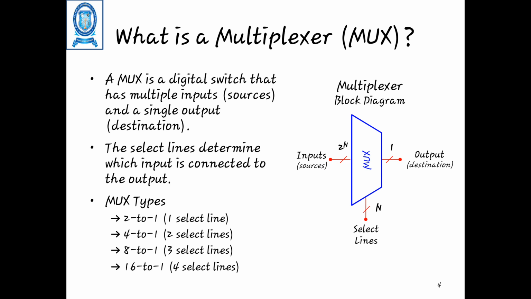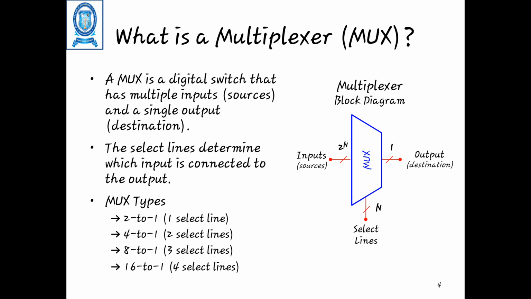How to find the selective lines? You have to write the multiplexer in terms of 2 power n combination. So 2 is 2 power 1, and 4 is 2 power 2. For 2 power 2, the power value here is 2, and that is the number of selective lines. So there are 2 selective lines here. For an 8 to 1 multiplexer, 8 is 2 power 3, so the power value is 3 and there are 3 selective lines. Then 16 to 1 means 2 power 4, so the power is 4, and there are 4 selective lines. So basically it is a digital switch.